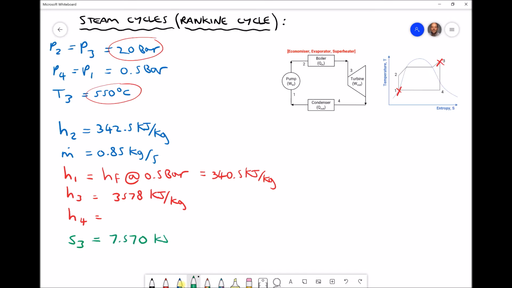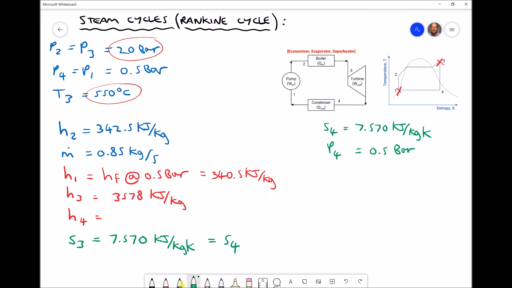The units there are kilojoules per kilogram Kelvin. Now, because we know the expansion of the steam is isentropic, or constant entropy, we know that that also equals the entropy at position 4, or S4. So moving to the right-hand side then, what do we know about position 4? Well, we know the entropy at position 4 is 7.570 kilojoules per kilogram Kelvin. We know that the pressure at position 4 is 0.5 bar.